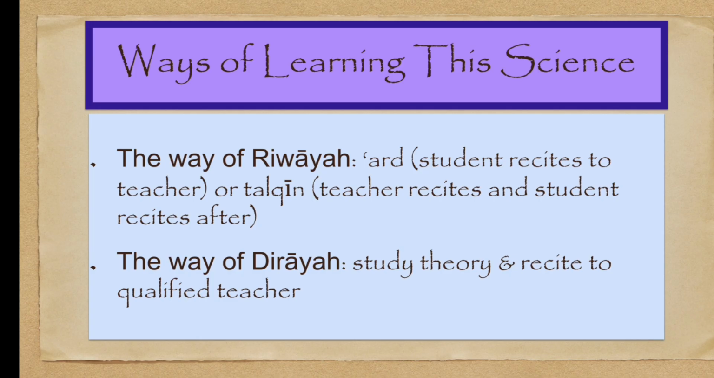This is the way of dirayah. A combination of both the riwayah way and the dirayah way is best, because, for example, if someone learns all the theory and they have everything documented, if they happen to forget something over the passage of time, they can always refer back to the rules and things that they studied.